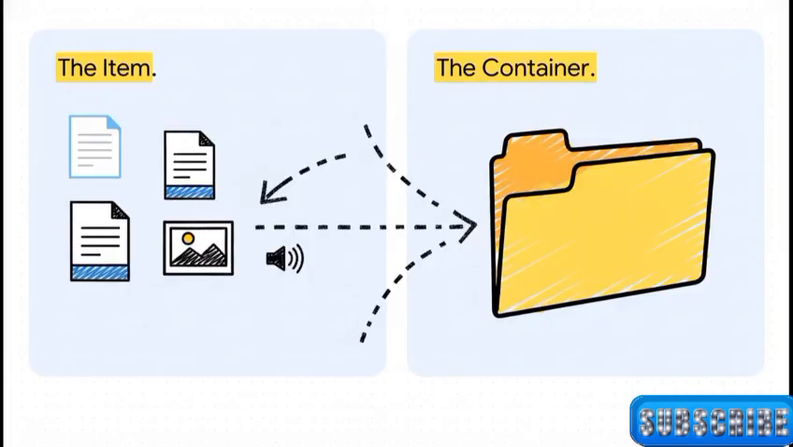So let's break it down just to be crystal clear. A file is the item. A folder is the container. But here's where it gets really powerful. A folder can hold more than just files. It can also hold other folders. This is the secret, you guys. This is how you create a truly clean and organized system.